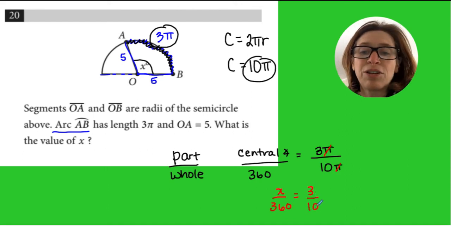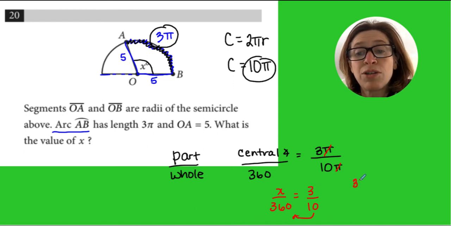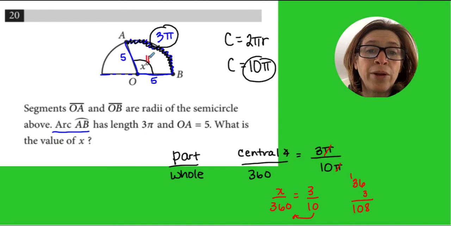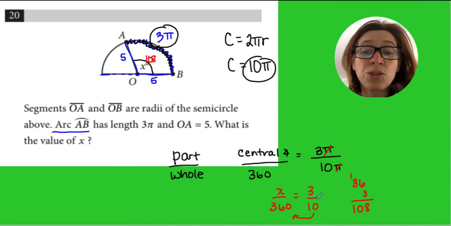All right, a couple ways you could solve this. You could say 10 times what gives you 360? So 10 times 36. So you just have to do 36 times 3, which is 108. And so x would be 108. Or you could cross multiply here as well. But since it's non-calculator, I want to think about the easiest way to do it.